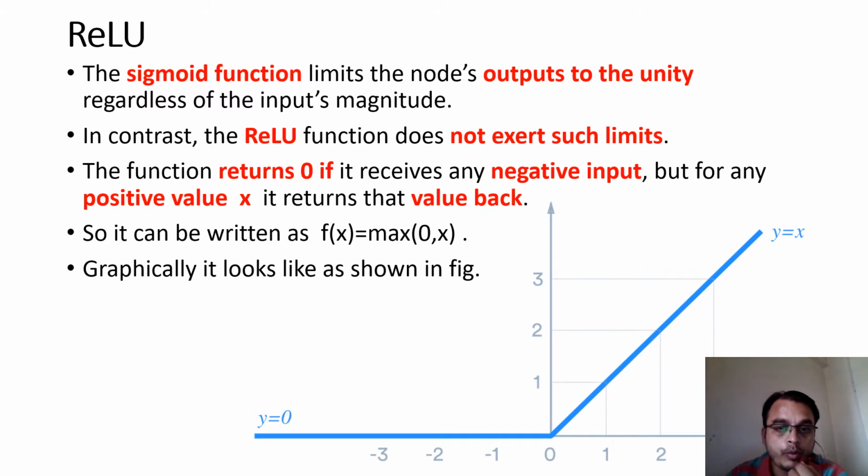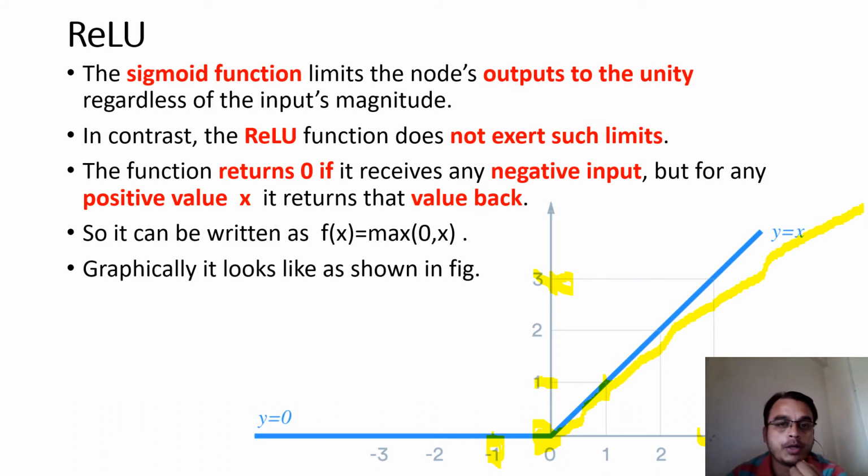So if the input value is 0, it will be considered as 0. If the input value is -1, even then it is considered as 0. But if the input value is 1, the output will be 1. If the input value is 3, the output will be 3. So it's completely linear from 0 onwards.